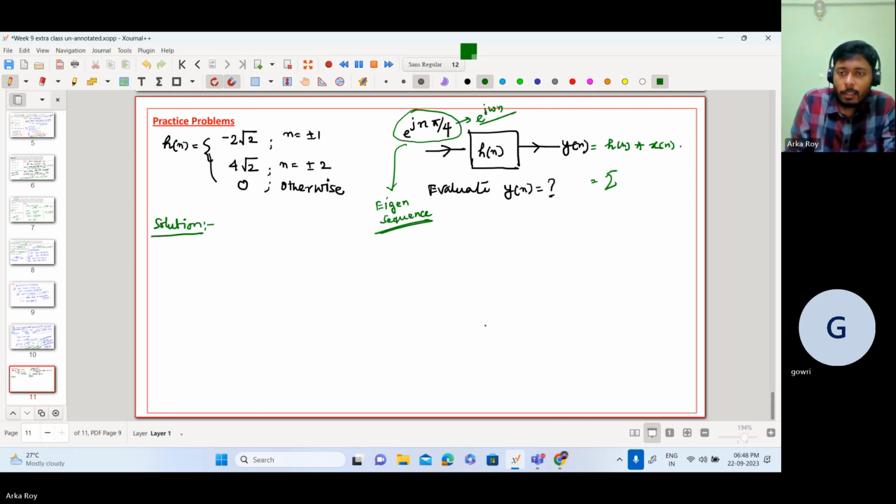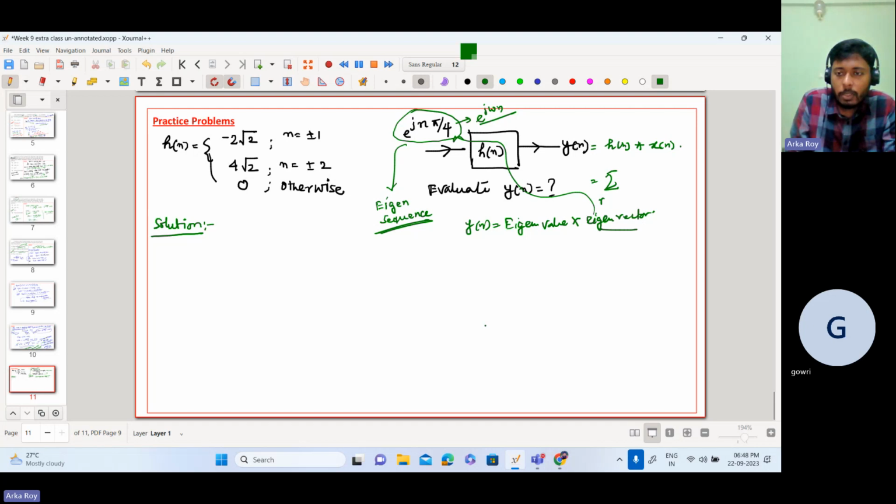You need to have these relations on the tip of the tongue. Given this eigen sequence, you just need to recognize that it has this particular form. So y of n will be some eigenvalue multiplied with the corresponding eigenvector, because this is an eigen sequence. The eigenvector is the signal itself, that is e to the power j n pi by 4, and the eigenvalue is the DTFT. Let me prove to you how I am proceeding to this conclusion.